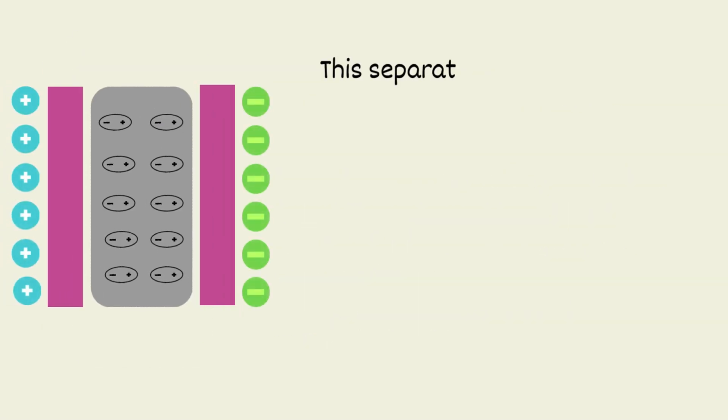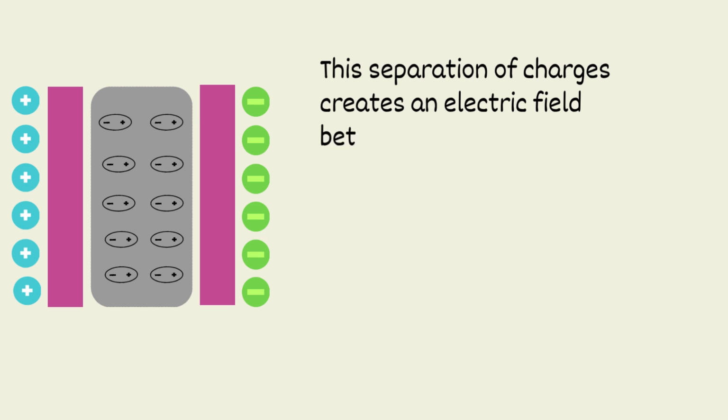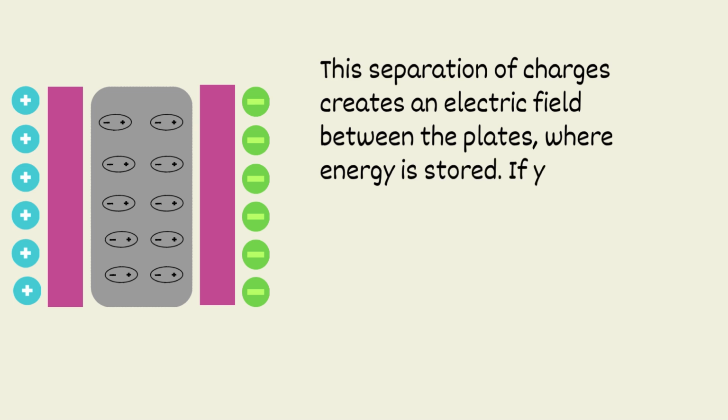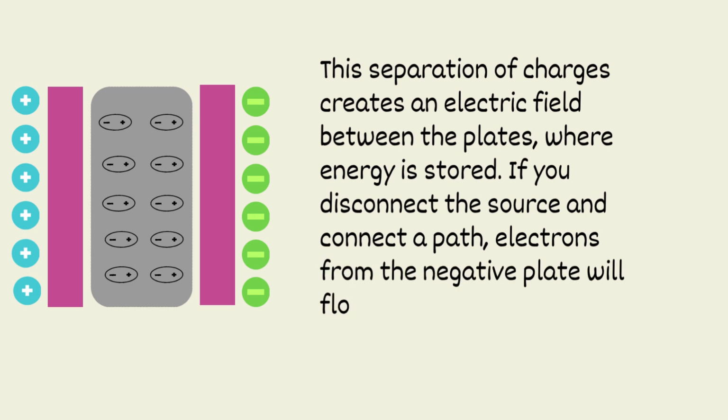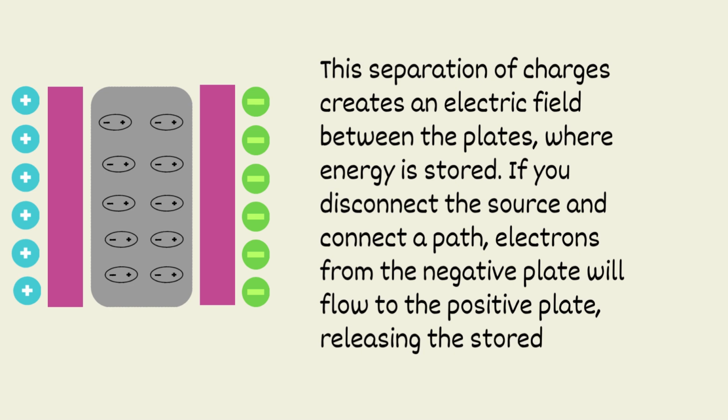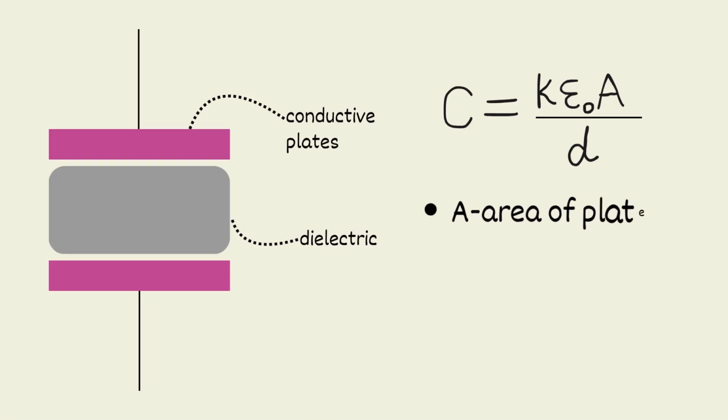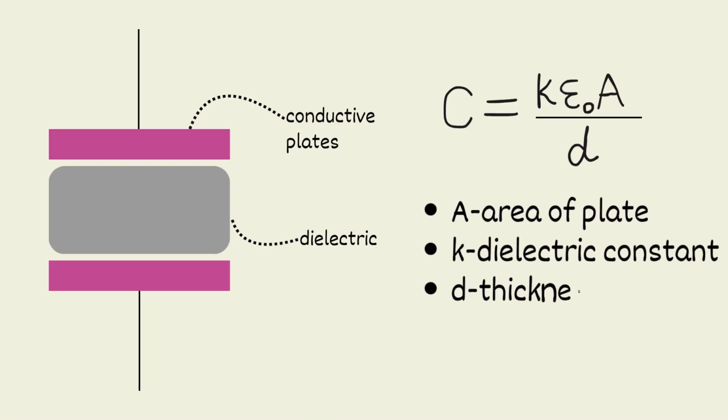When you connect a capacitor to a voltage source, electrons flow onto the plate of the capacitor and make it negatively charged, and simultaneously electrons are pulled from the other plate and it becomes positively charged. This separation of charges creates an electric field between the plates, and this is where the energy is stored. If you disconnect the source and connect a path between the plates, electrons from the negative plate will flow to the positive plate, releasing the stored energy.